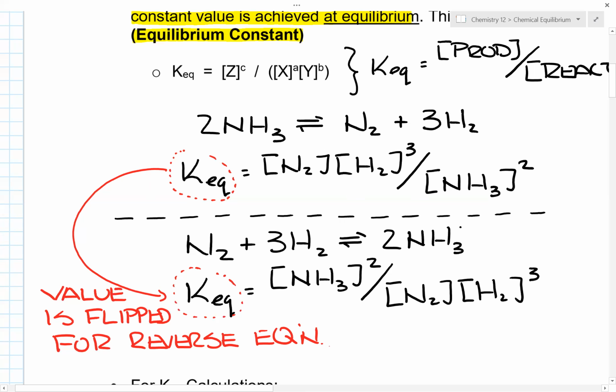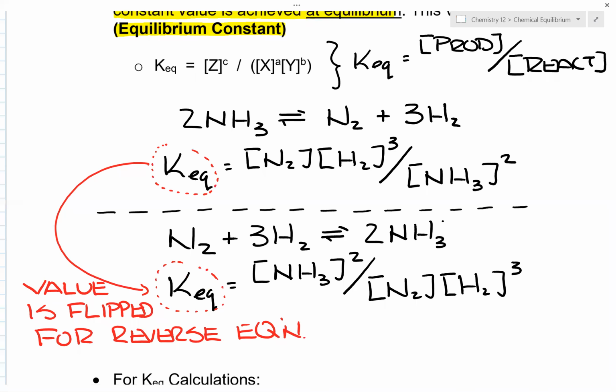So let's say if I said 2NH3 goes to N2 plus 3H2, if the KEQ was a value of 2, what would be the KEQ value for the reverse? And so instead of doing any type of calculation, we just flip the 2 into 1 over 2, which is 0.5. So that's what I mean by flip. It's an inverse for the reverse equation.